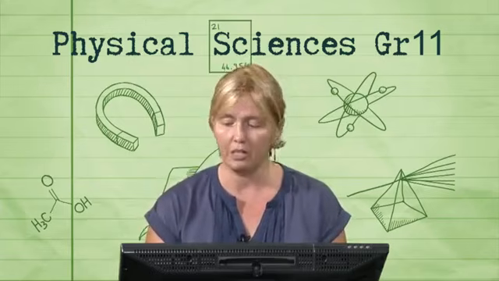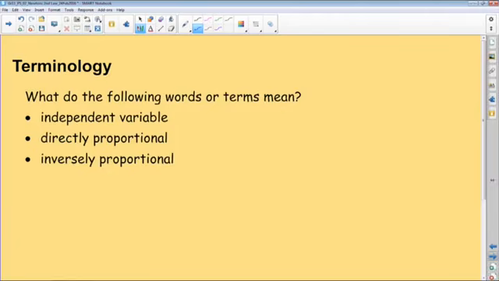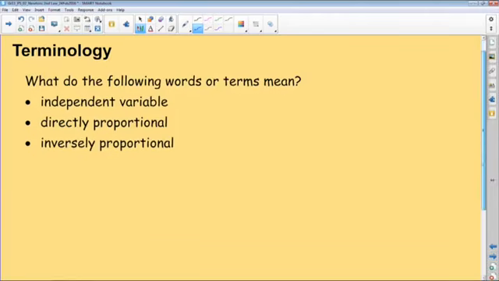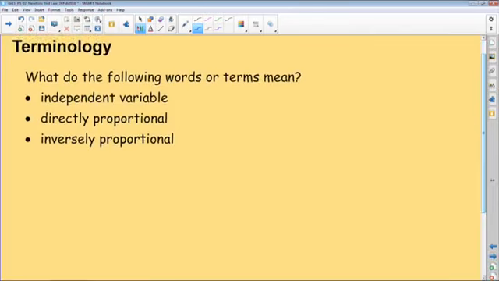So as we always do, we start with terminology. So I'm going to put up a few terms for you and we will take it from there. So I want you to have a look. I want you to tell me what the following words or terms mean. Independent variable, directly proportional, and inversely proportional.